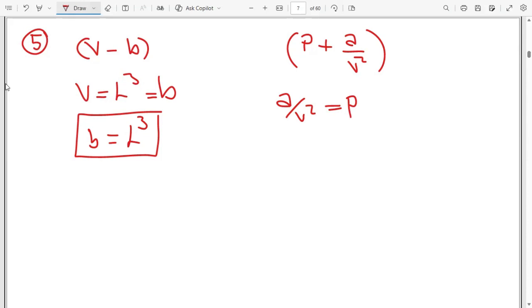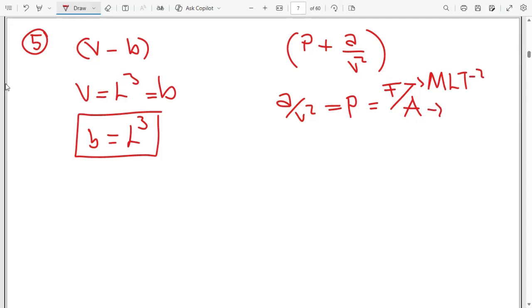So what are the dimensions of pressure? Pressure has dimensions of force per unit area. We know the dimensions of area, and we also know the dimensions of force, so we're just going to plug them in. Force is equal to mass times acceleration, which means mass, M, multiplied by LT to the power minus 2, which is acceleration.